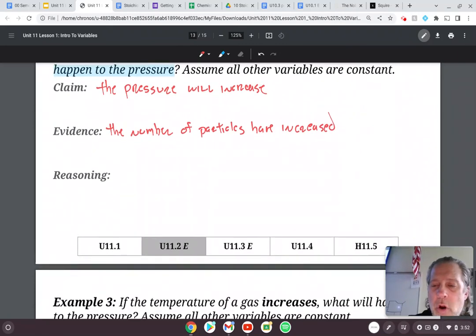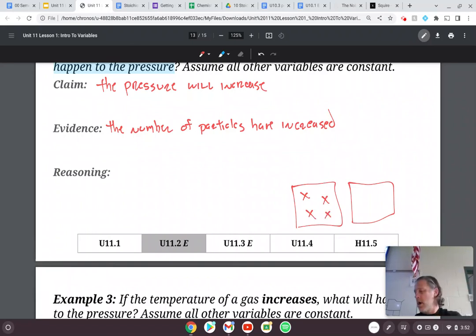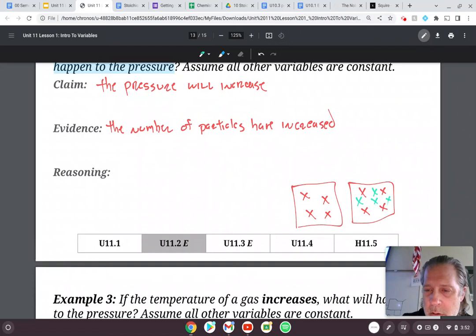So if I try to draw a picture to represent that, I'm going to have box A, and then I'm going to have the same box. If I put 4 particles in the first box, and then I dump in those 4 particles but add in something, let's say I add 4 more particles.